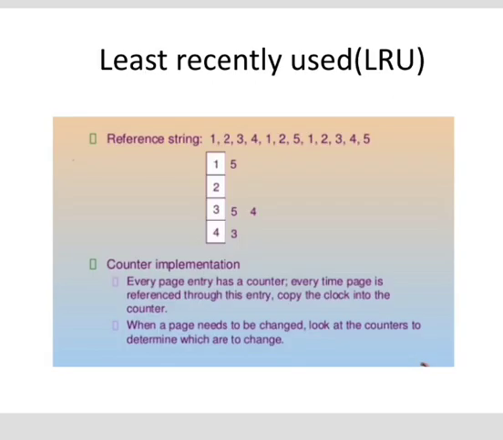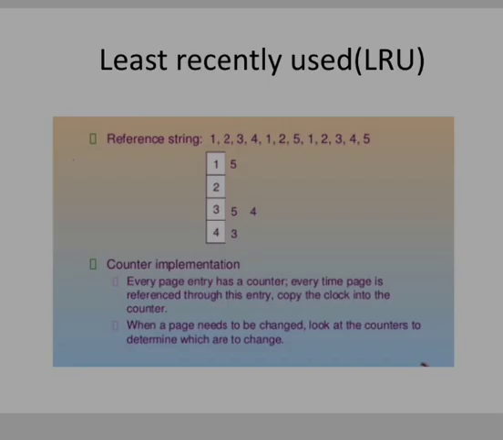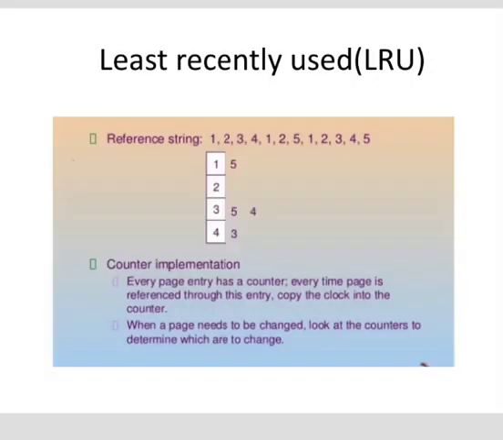Next is least recently used page replacement. Now this replaces the page in memory that has not been used for the longest period of time, that is, the longest backward distance on usage. This algorithm goes well with the principle of locality.